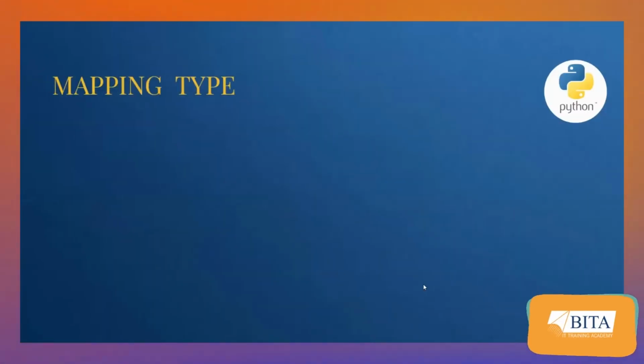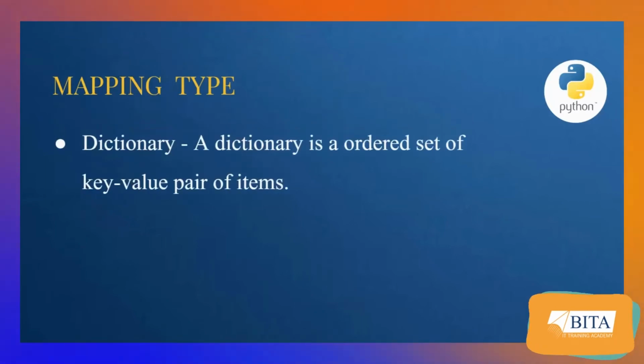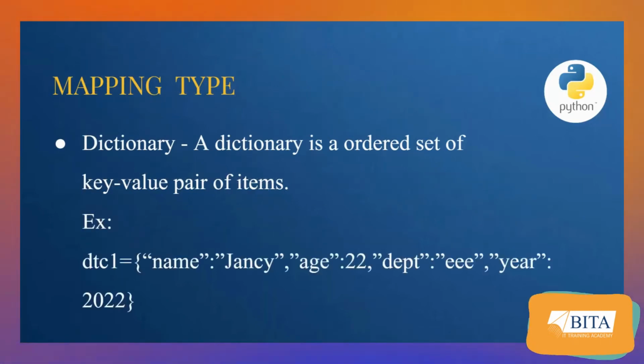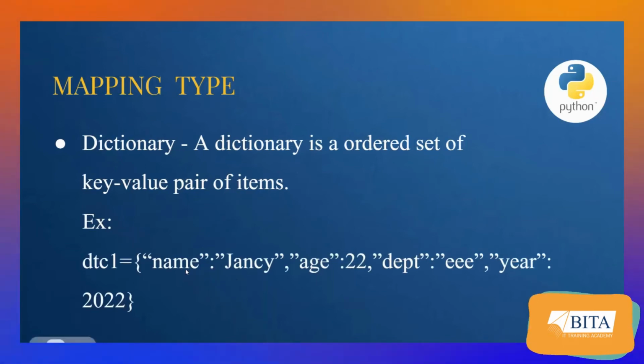Next, we are going to see what is mapping type. Mapping is nothing but dictionary data type. Dictionary is a key value pair of items. Key and value is separated with a colon. In Python, we don't have any semicolon concept. We are going to separate key and value with a colon. Name is a key, Jans is a value, age is a key, 22 is a value. Similar to that, we can give n number of inputs inside of your single sequence data type dictionary.